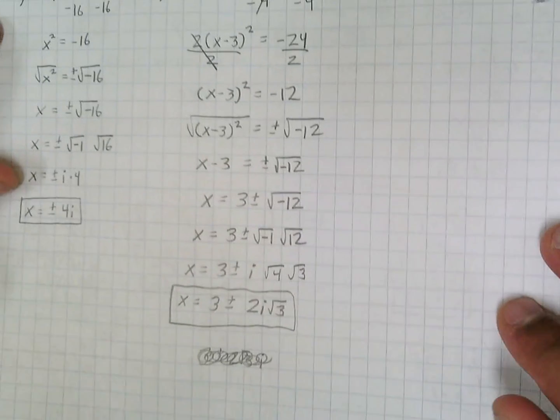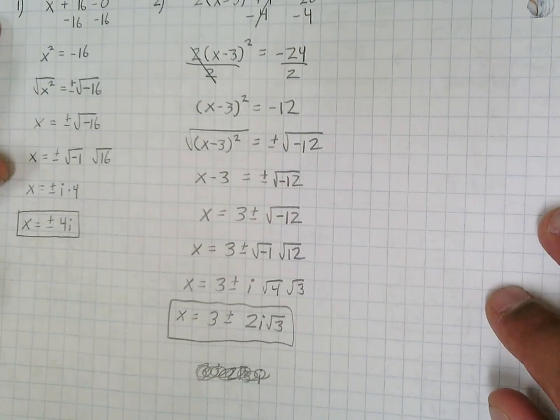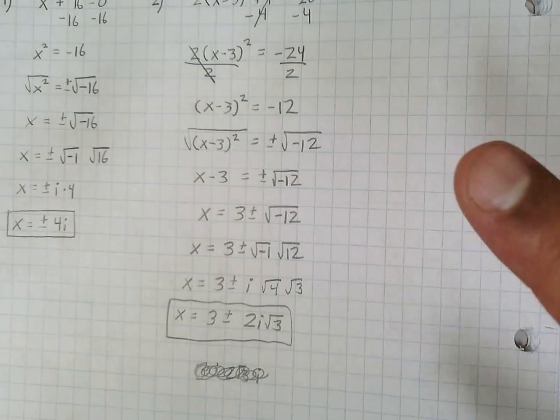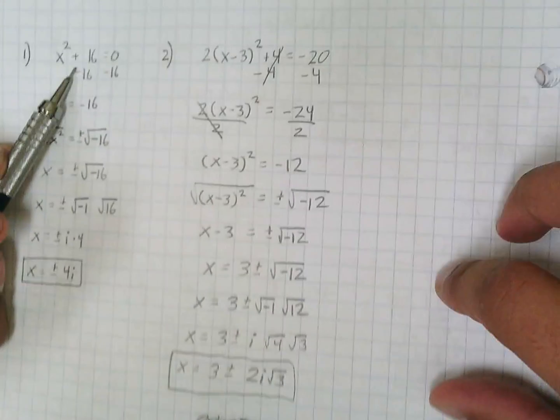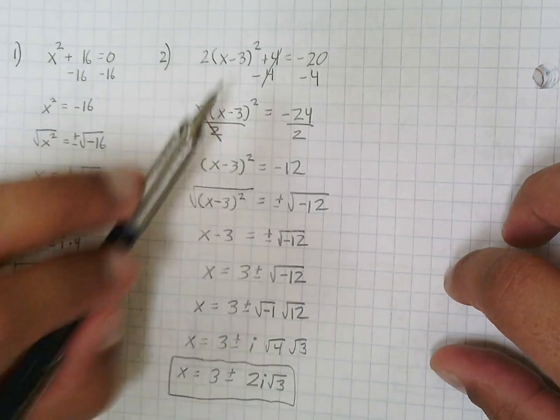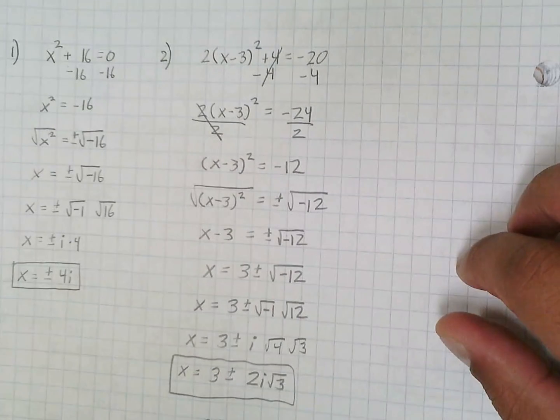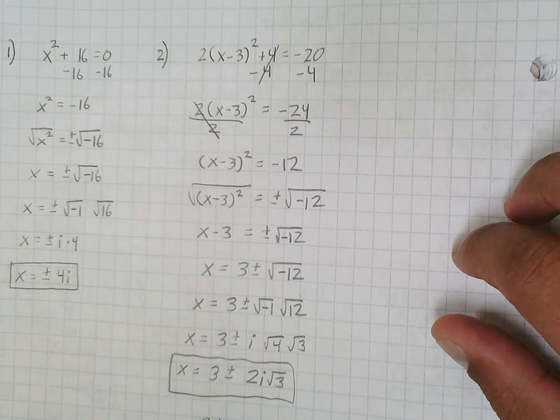Alright, so we can solve equations that have complex solutions, meaning these are not real answers, these are imaginary solutions. If we were to graph these, if I had to graph this, there would be no real solutions, there would be no x-intercepts.